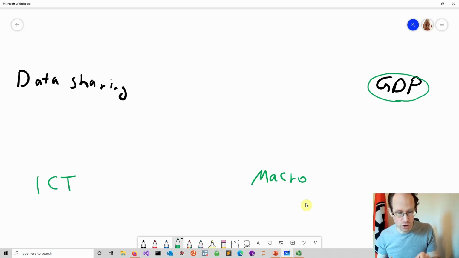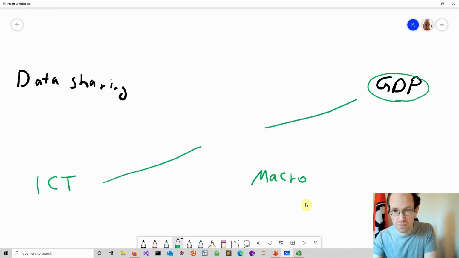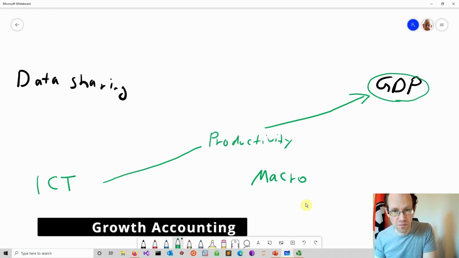That I can measure. In terms of methodology, I can also relate this ICT capital to GDP. So that is possible, and that goes through productivity basically. And this is delivered in terms of methodology by growth accounting. So in terms of methodology here, that basically refers to growth accounting.